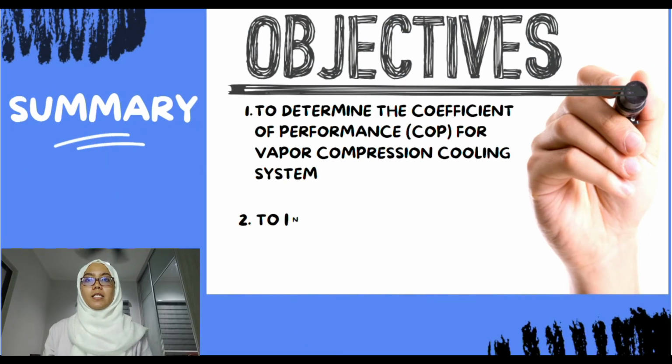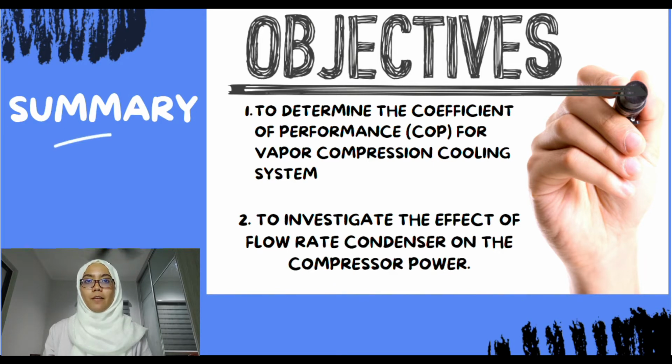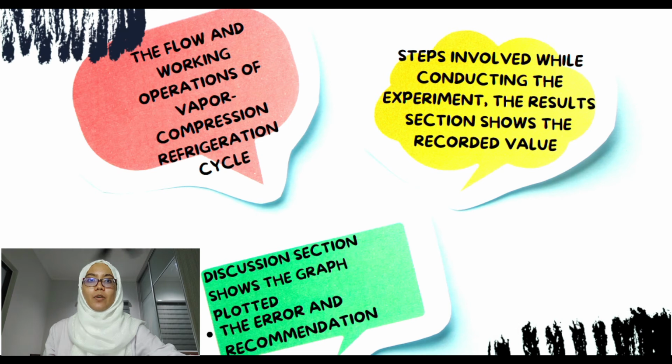Just to summarize, this experiment is carried out to determine the coefficient of performance (COP) for a vapor compression cooling system and to investigate the effect of condenser flow rate on the compressor power. The introduction and theory part discusses the flow and working operations of the vapor compression refrigeration cycle in detail.